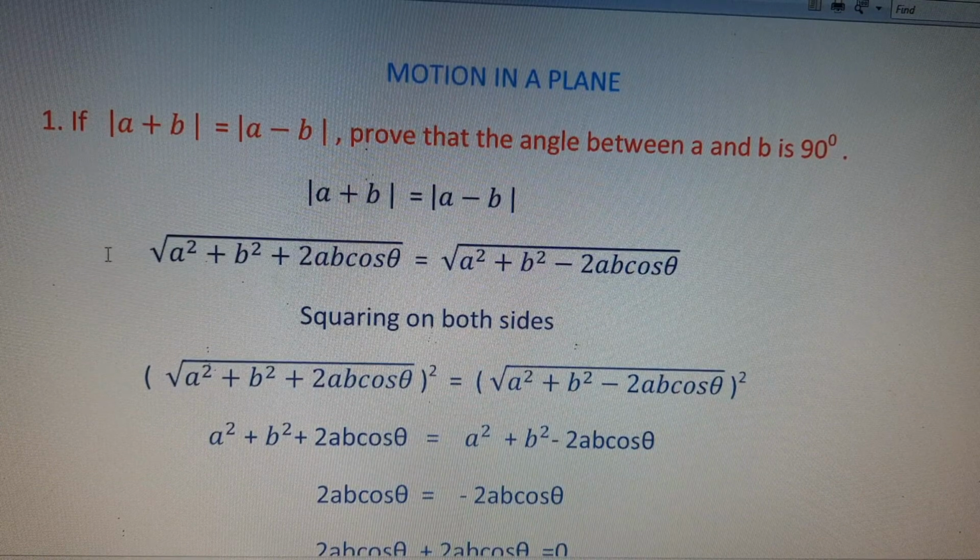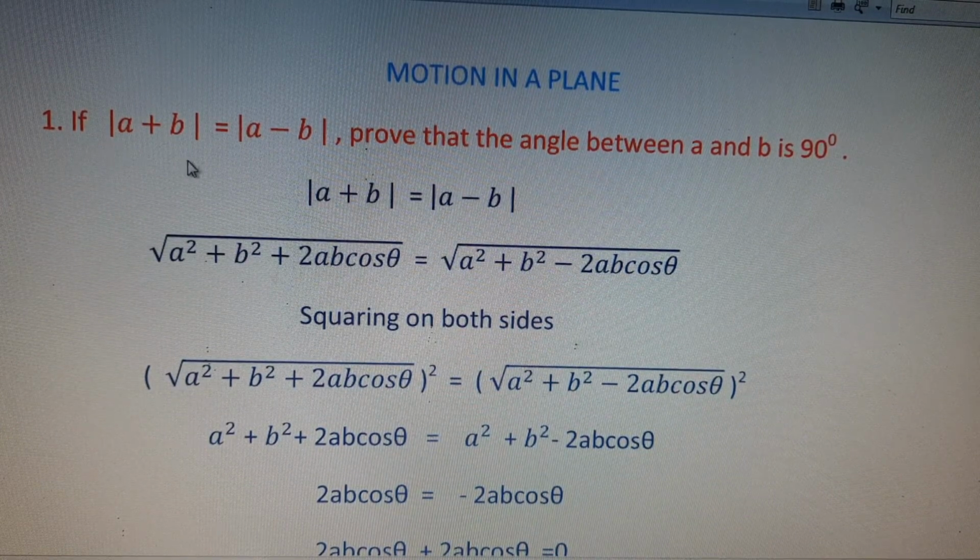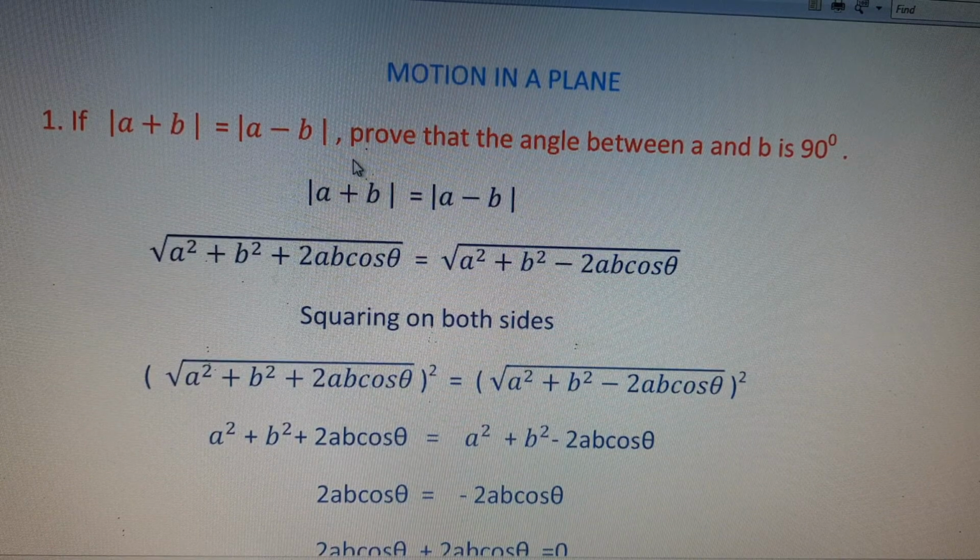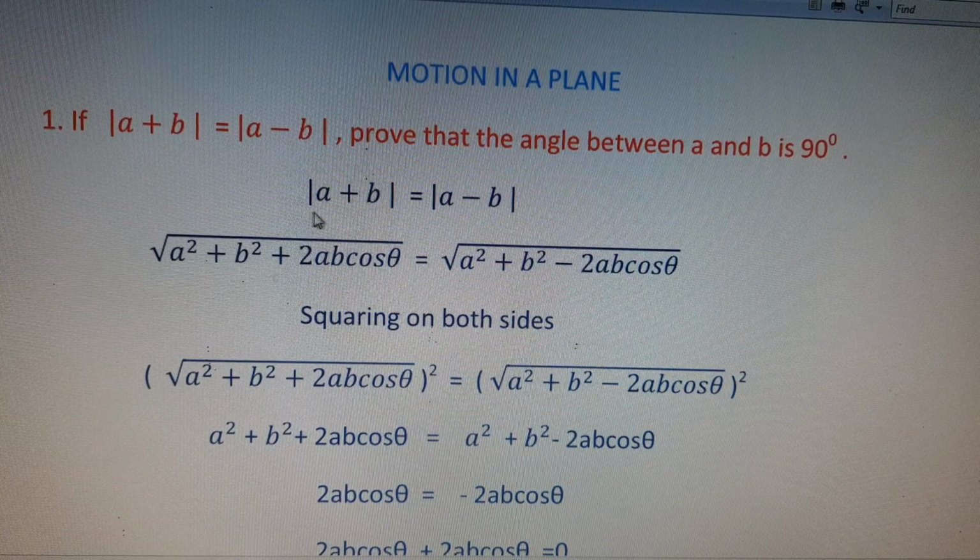So next, the 4 marks important question in the chapter Motion in a Plane. If mod of a plus b is equal to mod of a minus b, prove that the angle between a and b is 90 degrees. So mod of a plus b is equal to mod of a minus b.